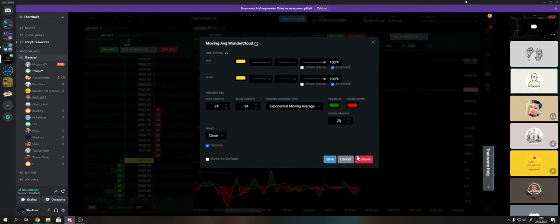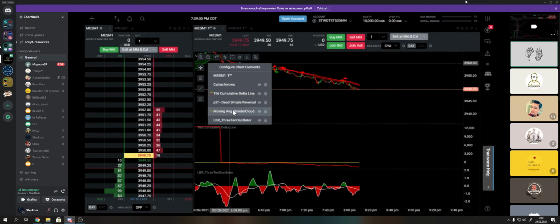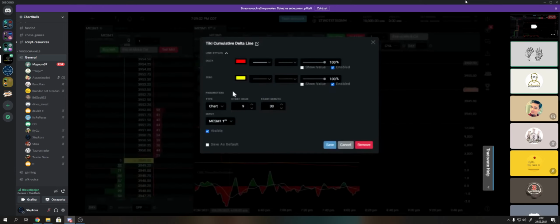Mm-hmm. And which settings do you use for the delta? It's just whatever comes on it. I didn't change anything.